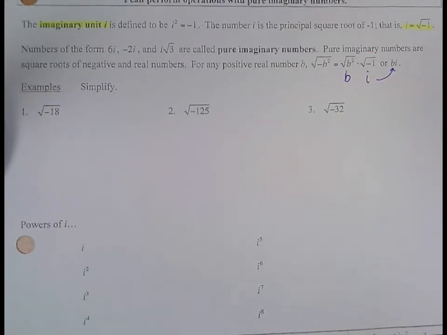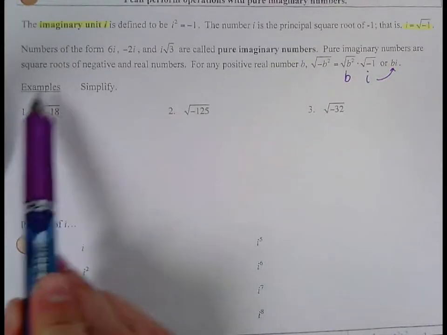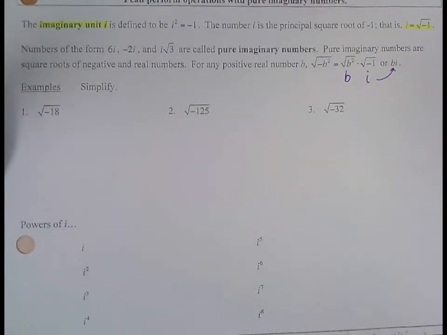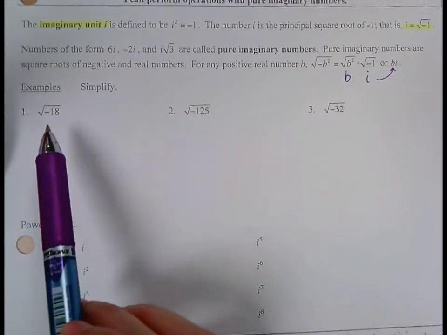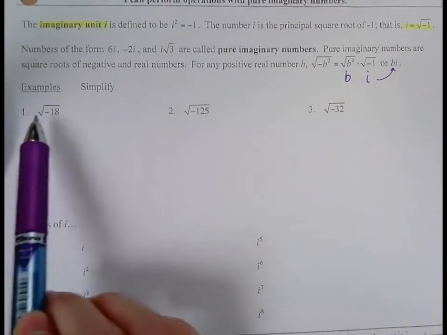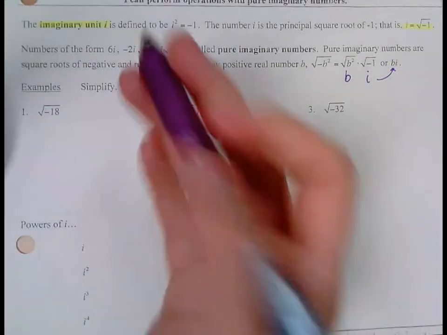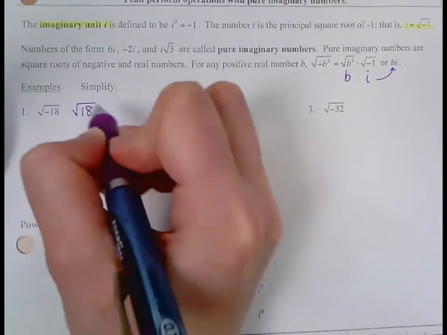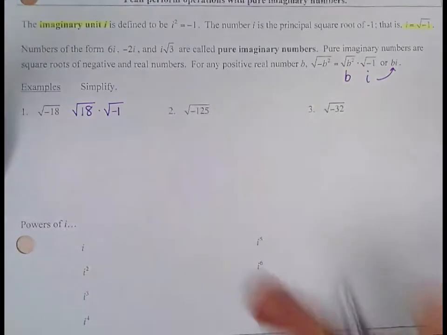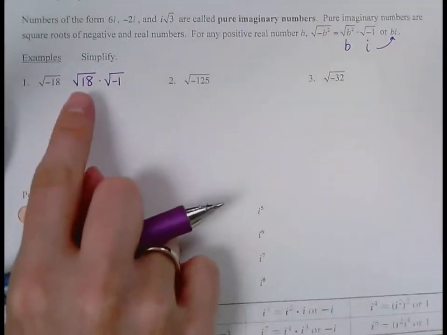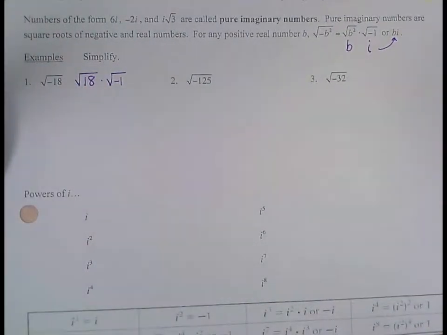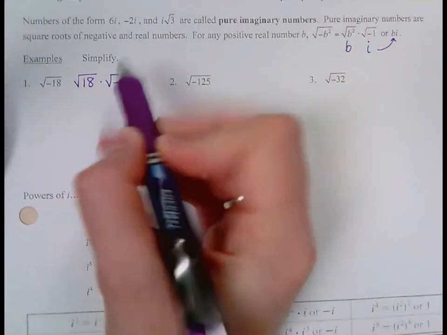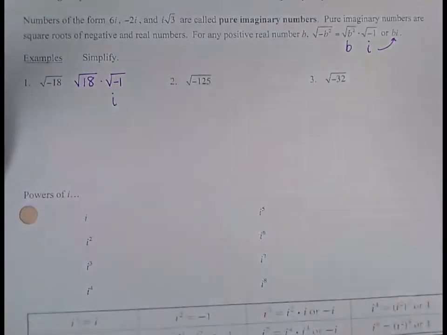That means if, say you're looking at 18, if any perfect square is a factor of 18, so it multiplies into 18, we have to split the square root to simplify it. So when I look at number 1, the first thing I can do when you have a negative square root is split this into the square root of positive 18 times the square root of negative 1. And that's because 18 times negative 1 is negative 18. And the square root of negative 1, that is your i.